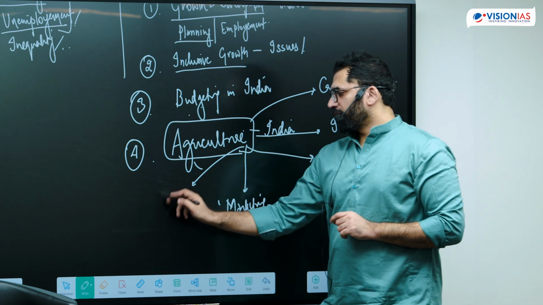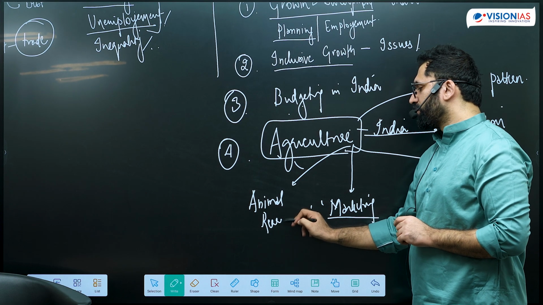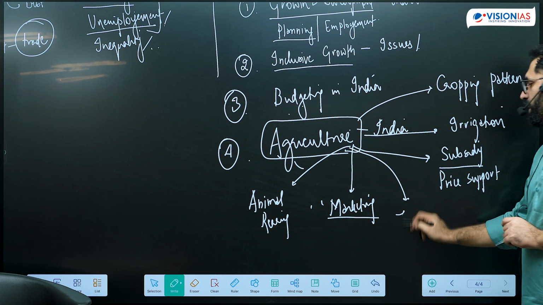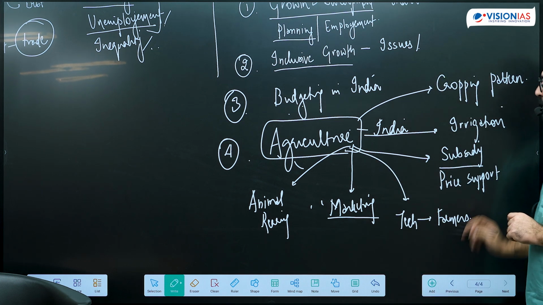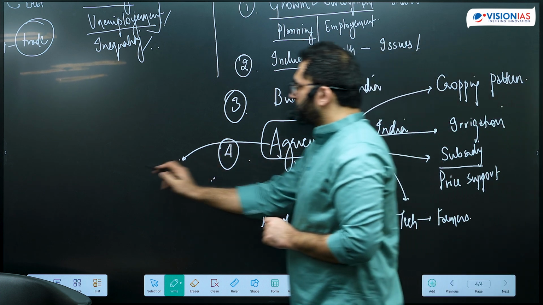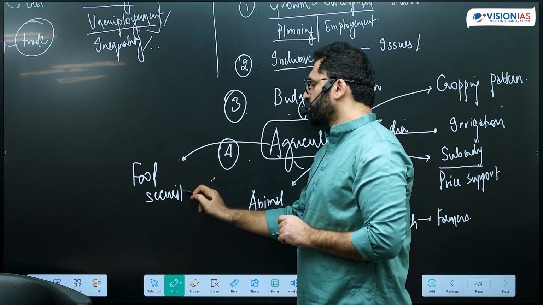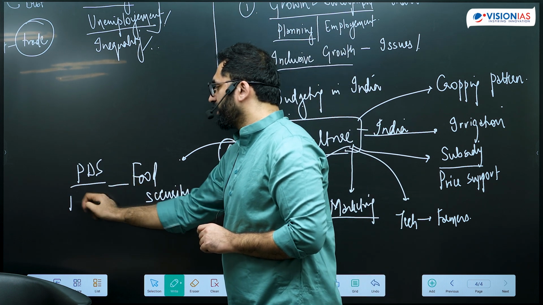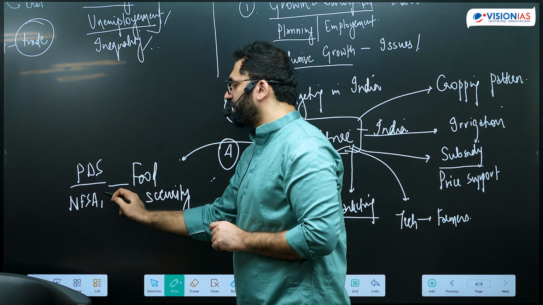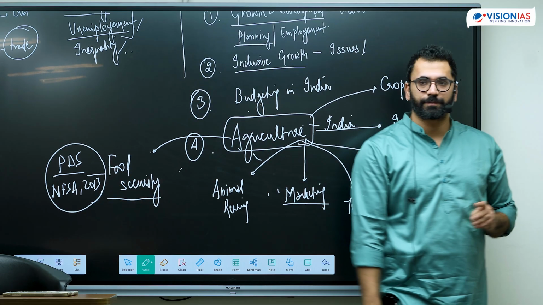Agriculture related is the economics of animal rearing, livestock, technology which helps the farmers, and one for the consumer also, that is how India ensures its food security, where they ask the concepts of PDS and the act covering the PDS, that is the National Food Security Act 2013.